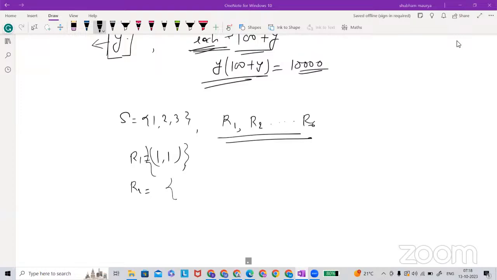In between, we can take the next doubt. Okay, Dhanvantari, you can answer. R2 is 1, 1, 2, 2, and 3, 3.